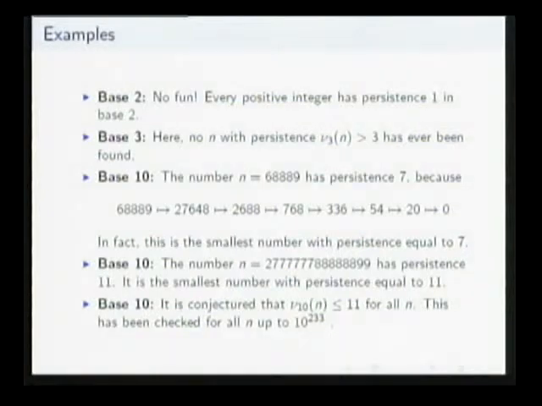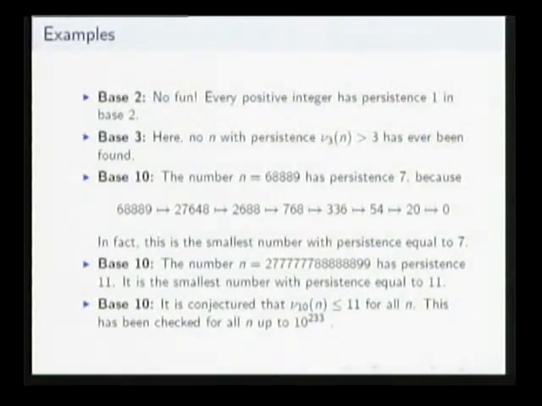And when I say that, I should quantify. This has been checked for all n up to this number. And in fact, even a bit larger than that if you think about it. Because if you take 10 to the 233 and add 10 to the 234 to all of these numbers, you get something that cannot have any higher persistence than you already had.